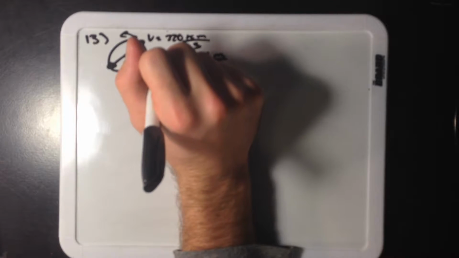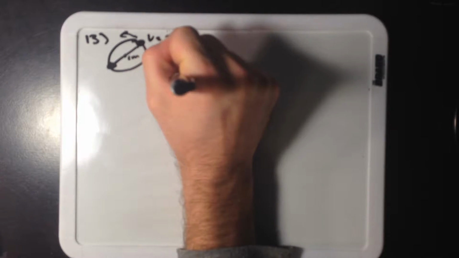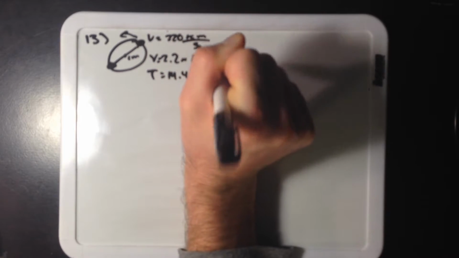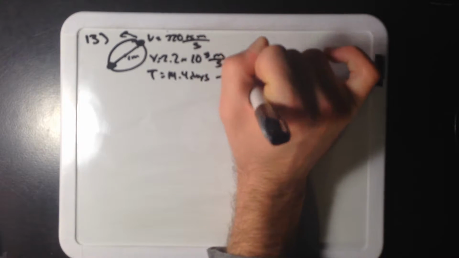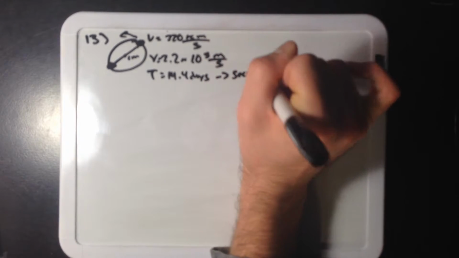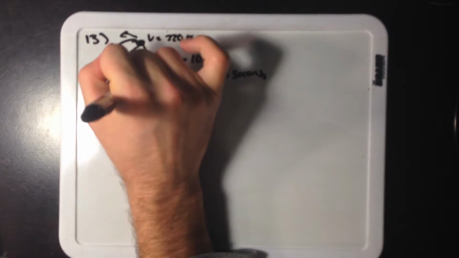And the orbital period of each is 14.4 days, which we will have to convert into seconds. And then it says find the mass of each star.